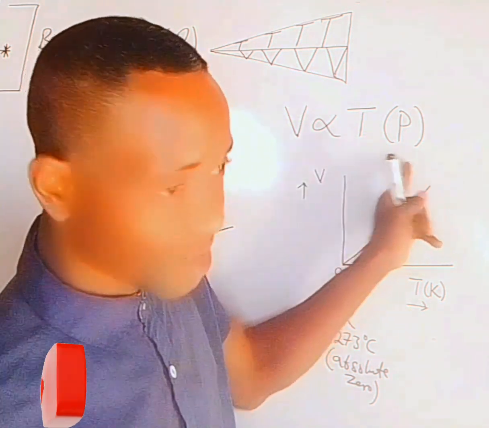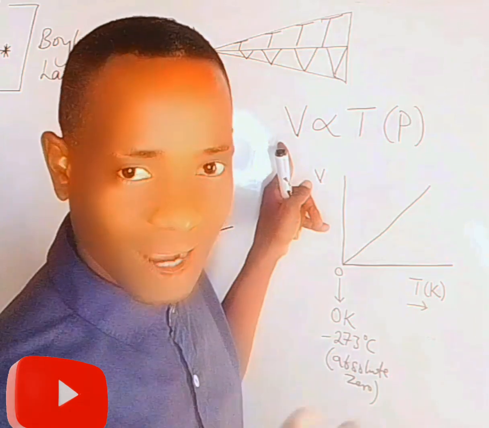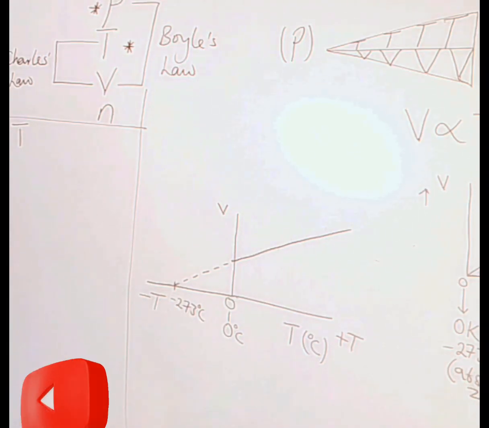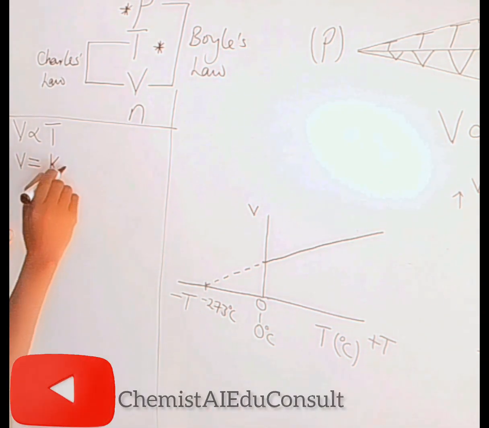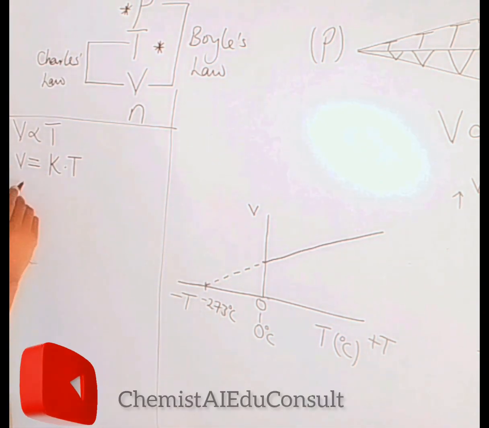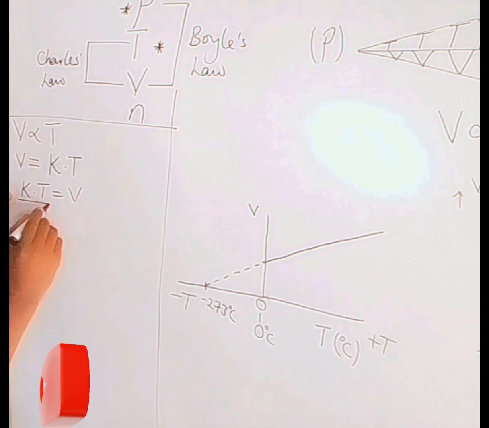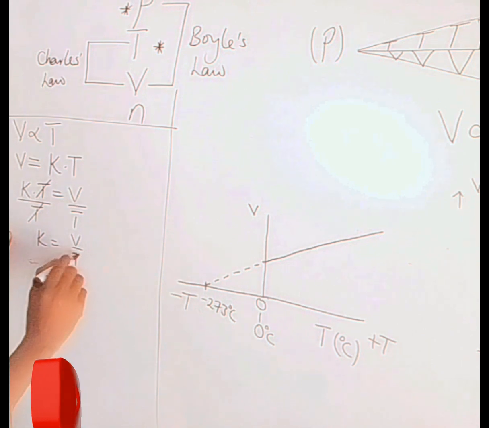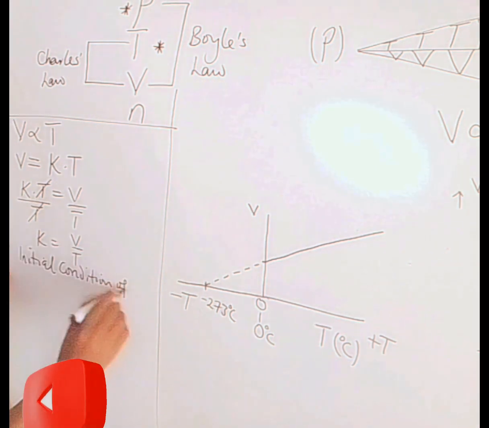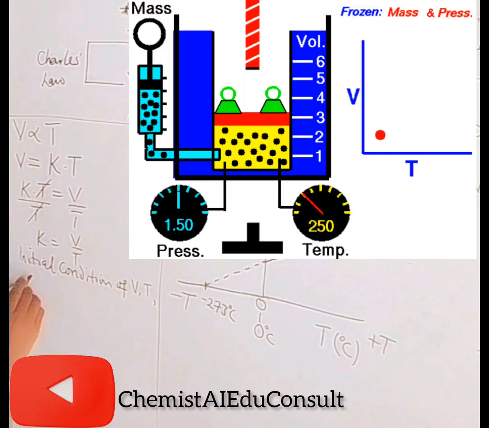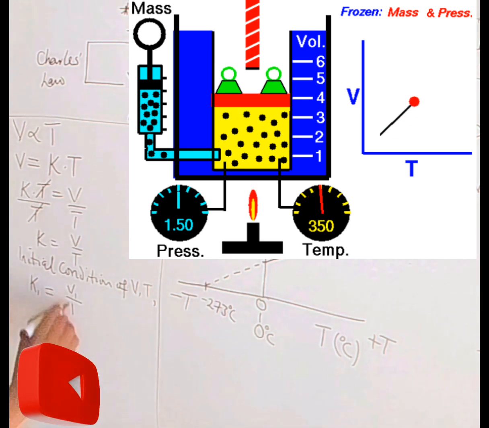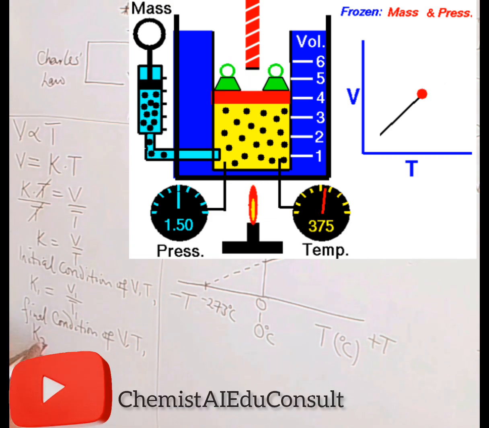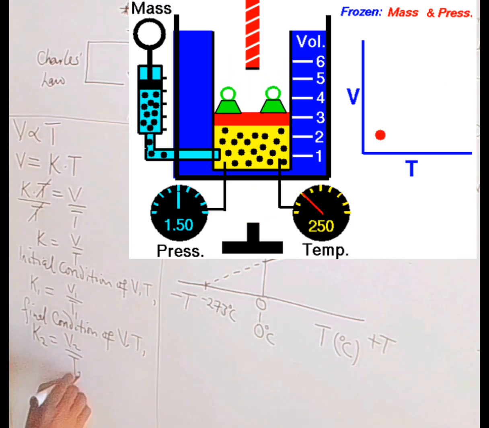Now, from this statement, we are going to derive an equation known as Charles's law. We are going to remove the variation sign and put an equality sign. And once we do that, we introduce a constant k before we write T. And then we make k the subject by dividing both sides by T, so that k will give us what? V over T. For initial condition of volume and temperature, we have K1 equals V1 over T1. For final condition of volume and temperature, we have K2 equals V2 over T2.